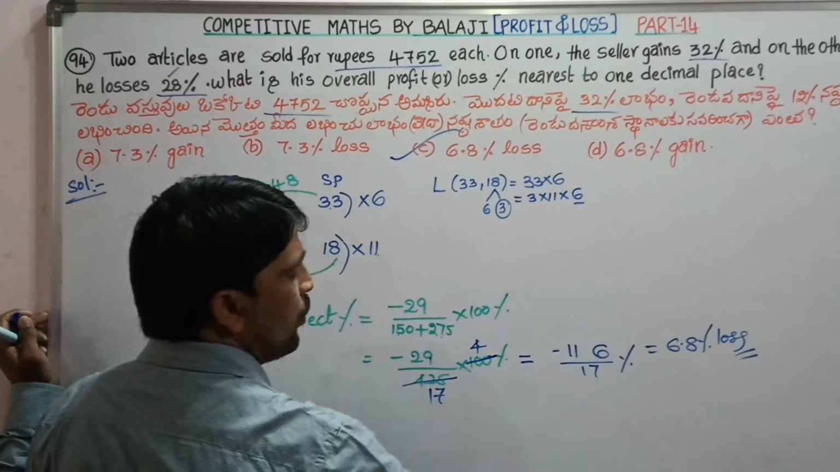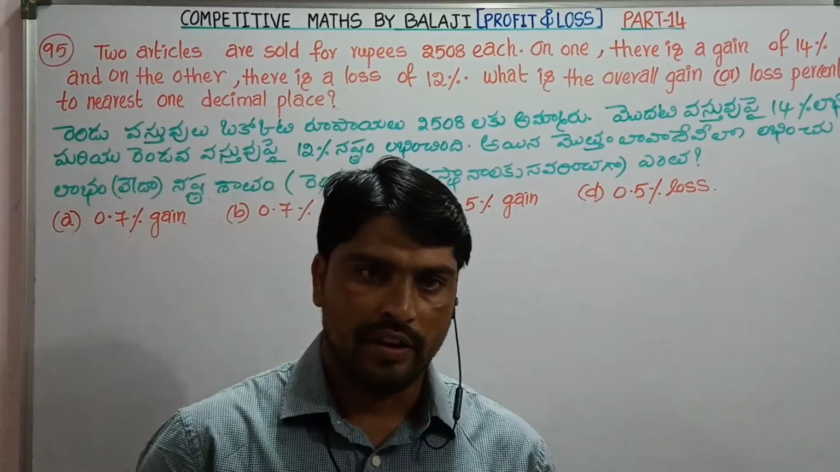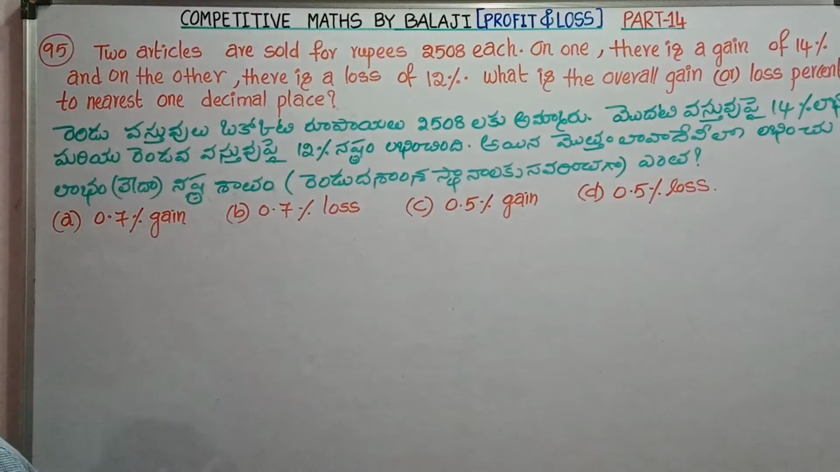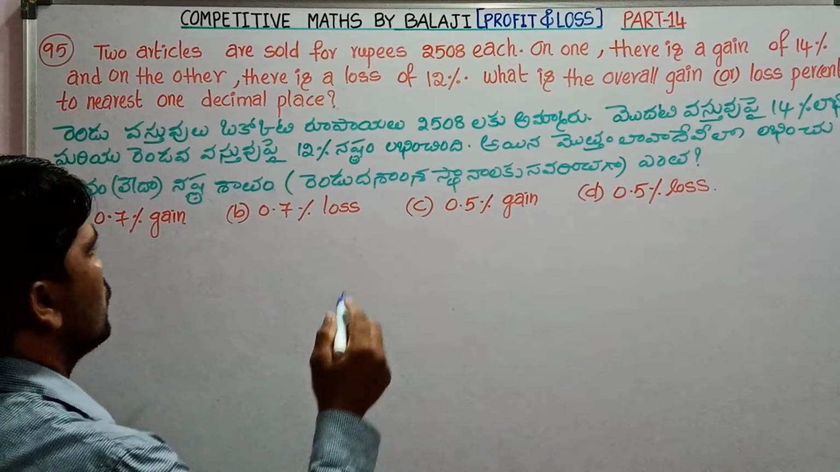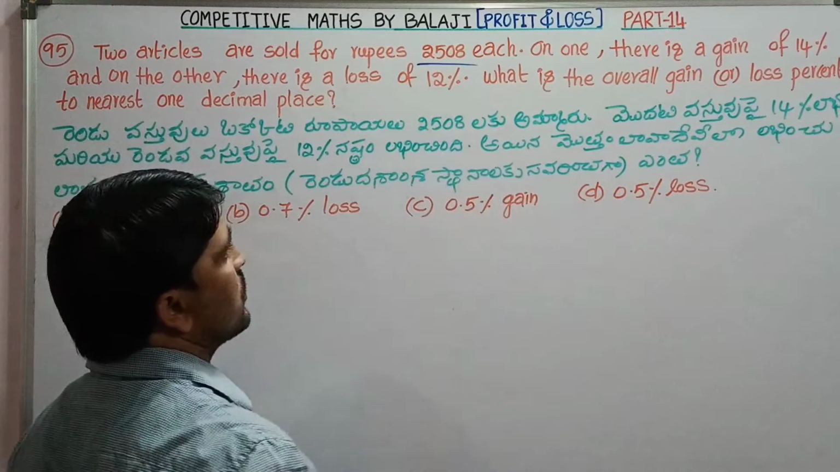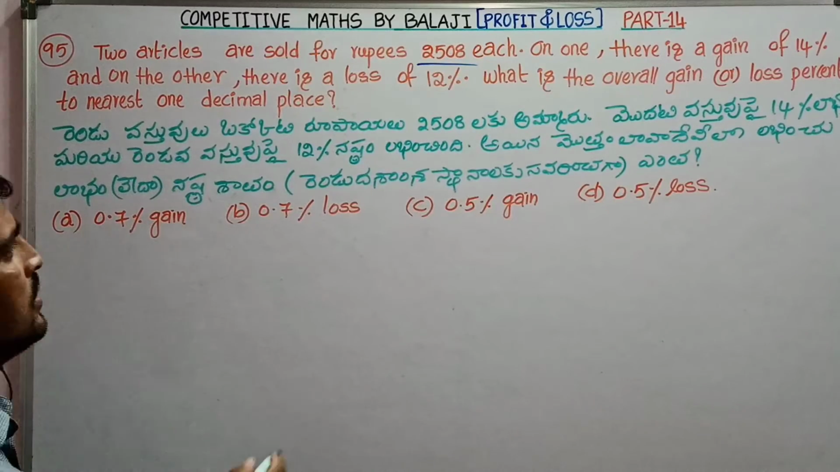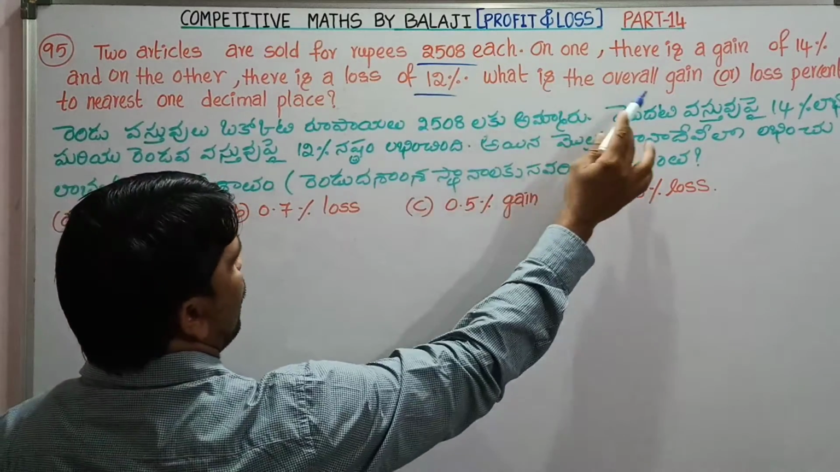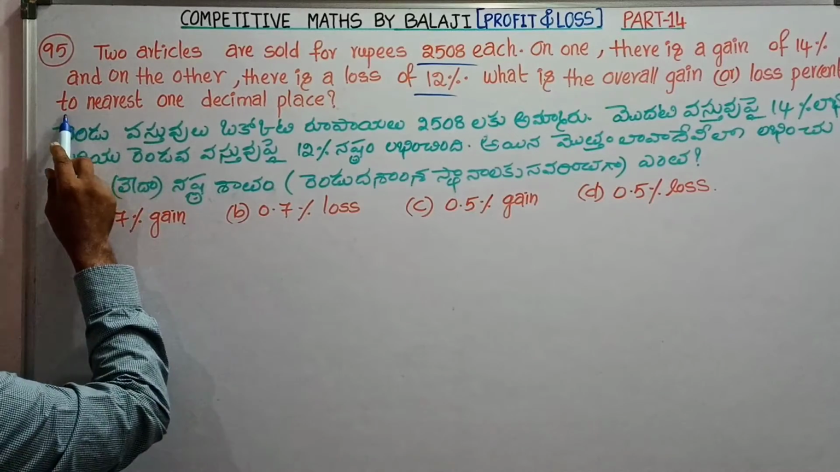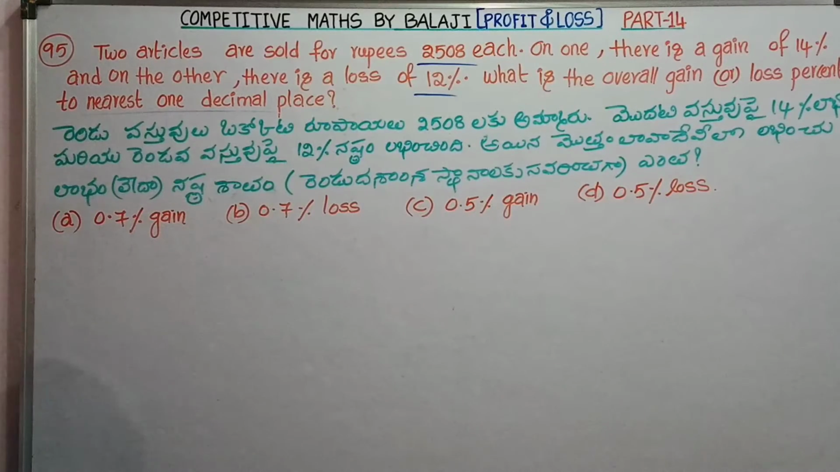6.8% loss. Okay. Next question, 95. Two articles are sold for rupees 2508 each. On one there is a gain of 14% and on the other there is a loss of 12%. What is the overall gain or loss percent nearest to one decimal place?